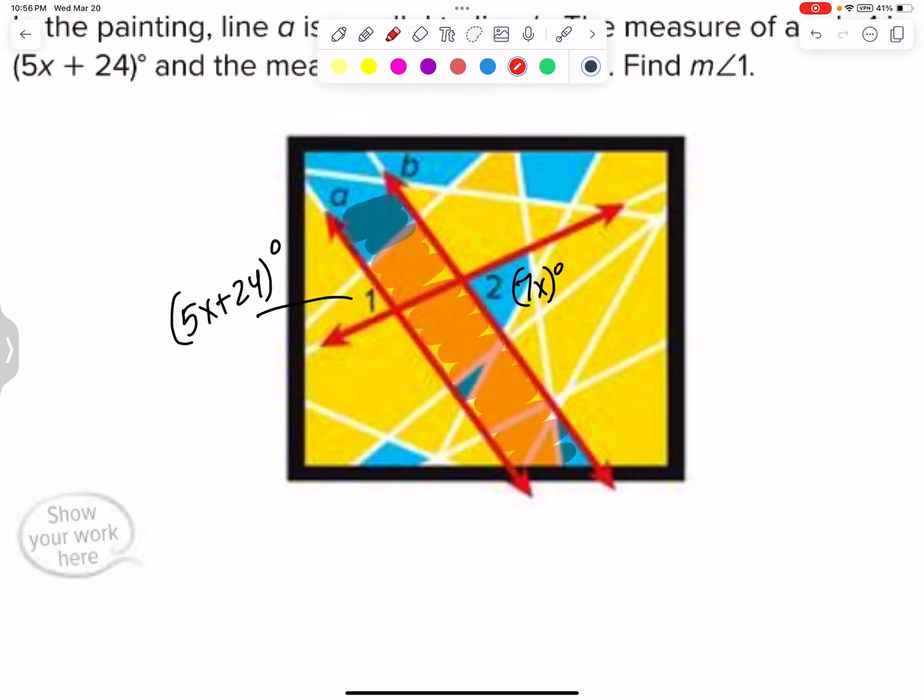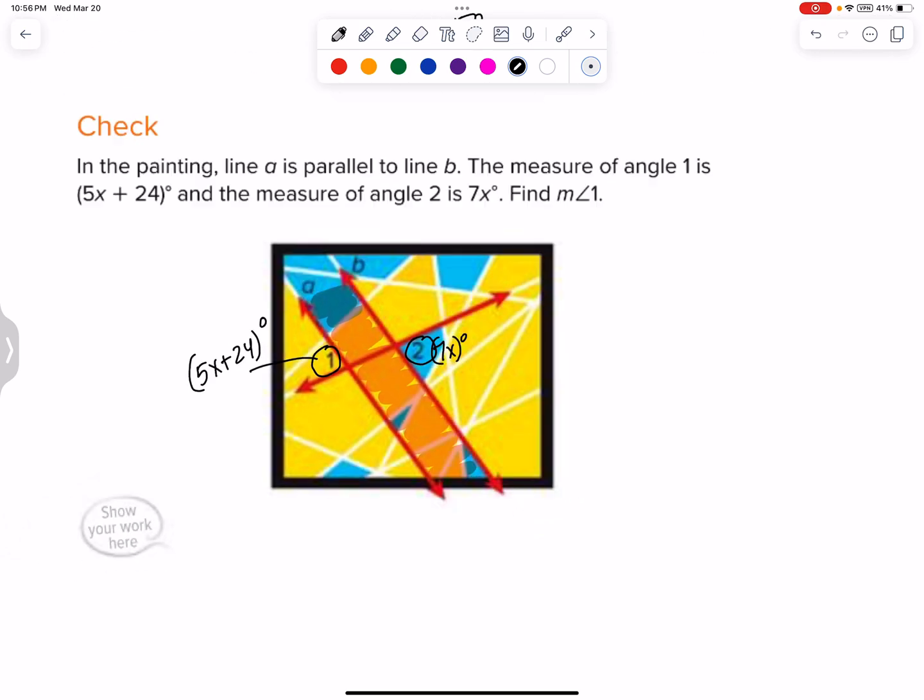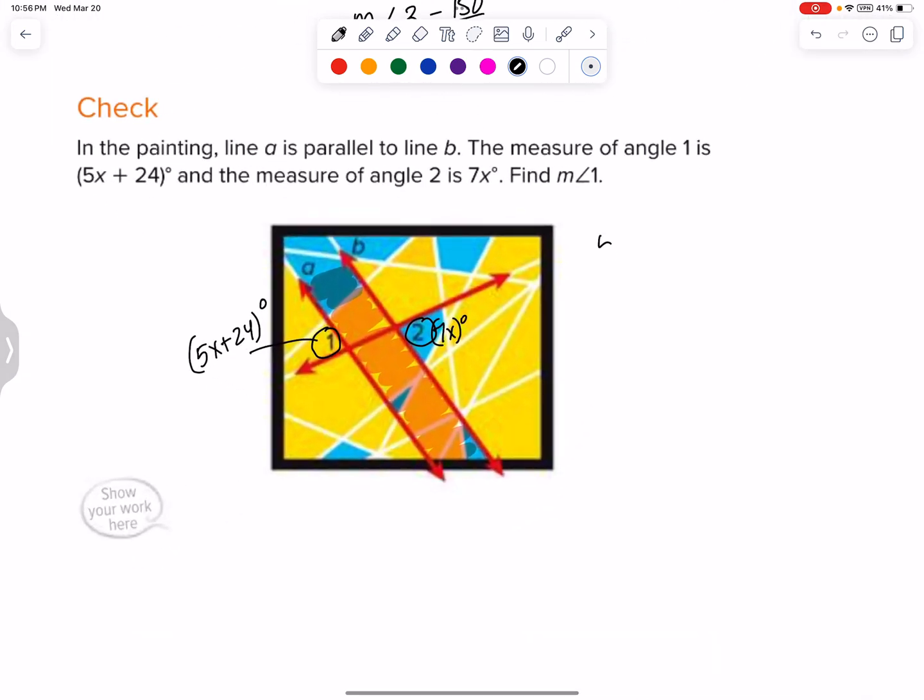Okay, so what is true about 1 and 2? What kind of angles are they? What relationship do they have? Well, they're both on the outside, or the exterior, right? And are they alternating? Yes, they are. So they're alternate exterior angles, and we know that they are equal to each other. So let's go ahead and set up the equation. So we have 5x plus 24 equals 7x. Go ahead and solve for x.